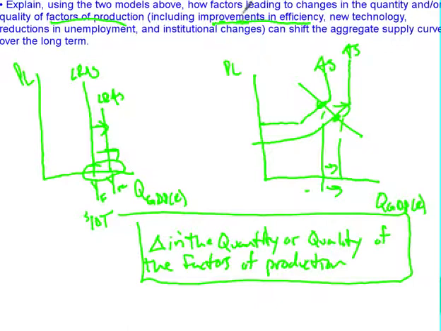And so if we can just flat out do it faster or better, new technology, reductions in unemployment, and institutional changes. Institutional changes could be tax laws. It could be things like getting rid of minimum wage. It could be things that would increase labor mobility.